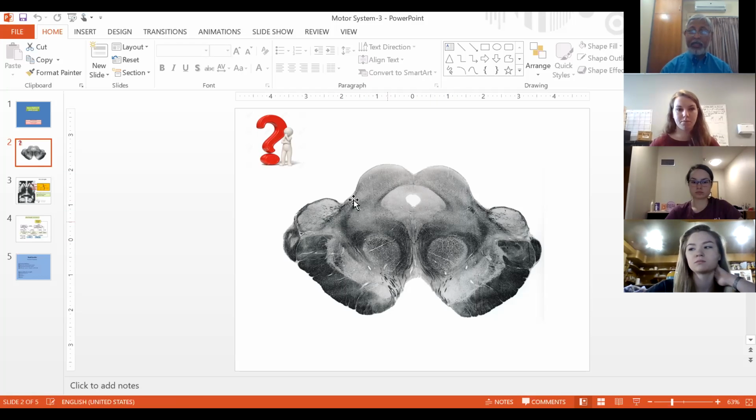This area is the tectum. So the tract that begins from the tectum and goes to the spinal cord is called the tectospinal tract, right? Tectospinal tract. And this is the crus cerebri.